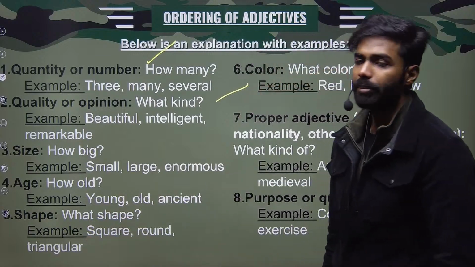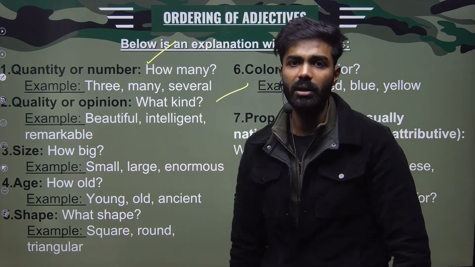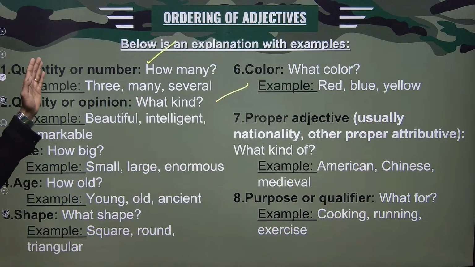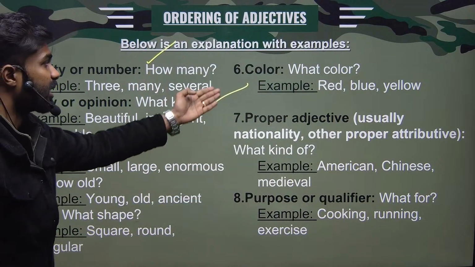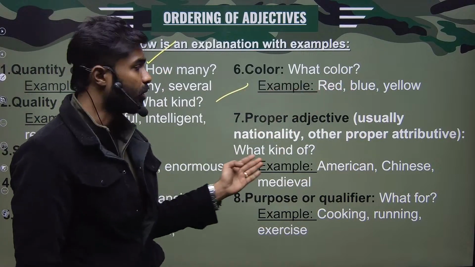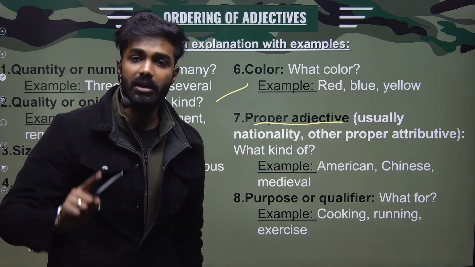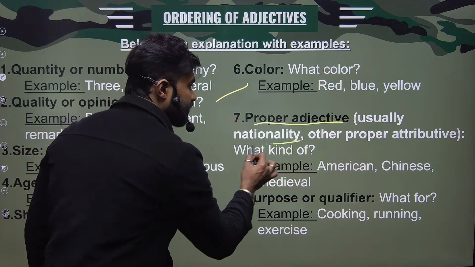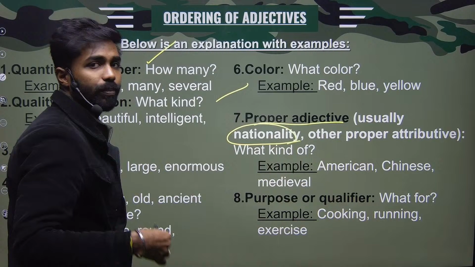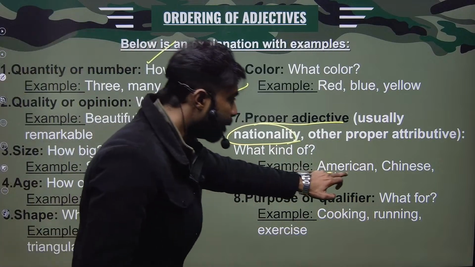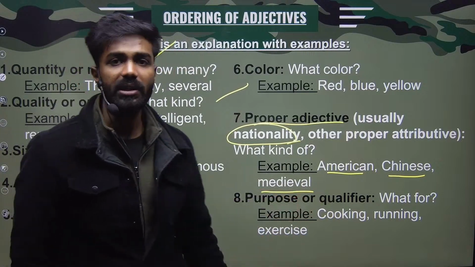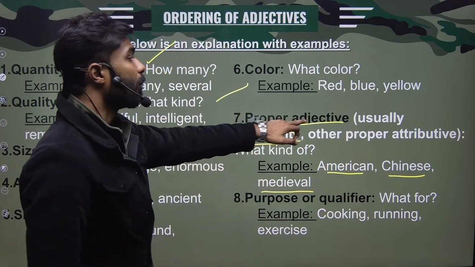Shape, what shape it is? Square, round, triangle, pentagon, hexagon, rectangular, all these are my shape. So first always go through these orders. And color, color you will easily say red, blue and yellow. What are proper adjectives? Remember, this point is really important. Proper adjective means anything which is talking about nationality or other proper attributive. For example, American, Chinese, medieval, all right, Japanese, Egyptian, all these are my proper adjectives.